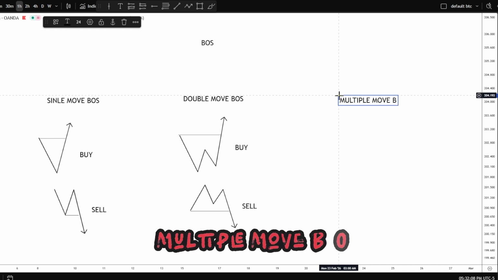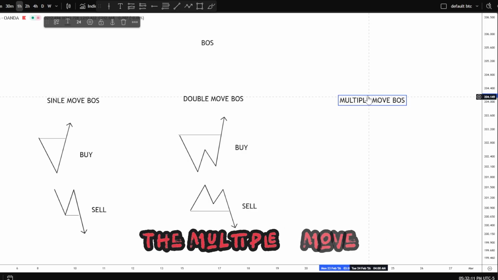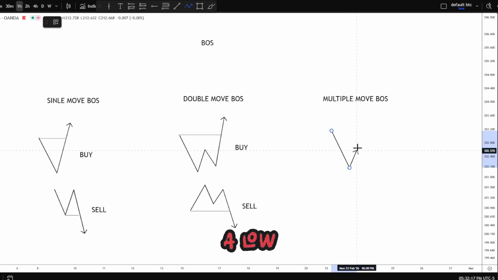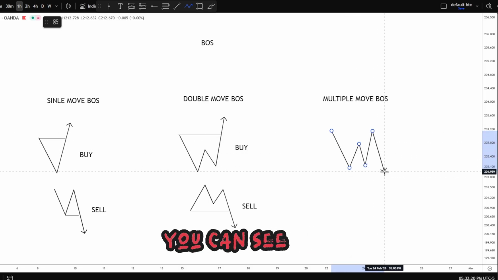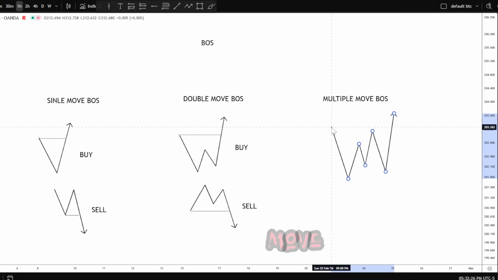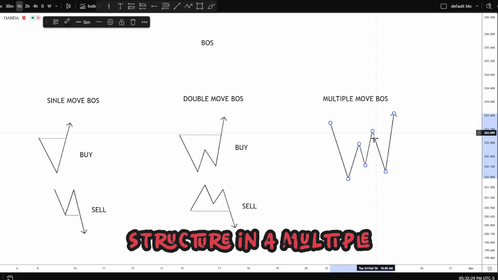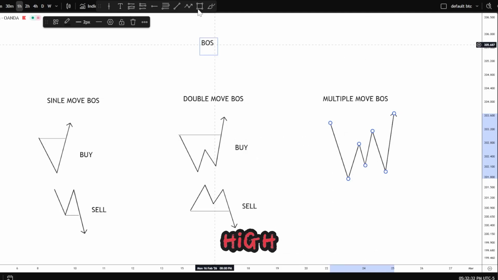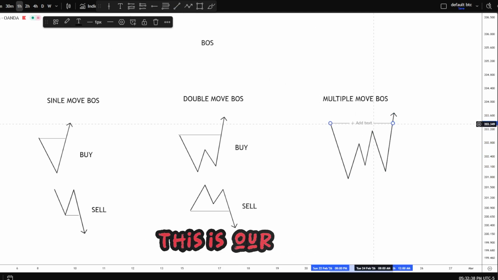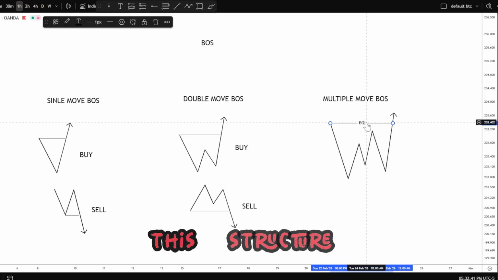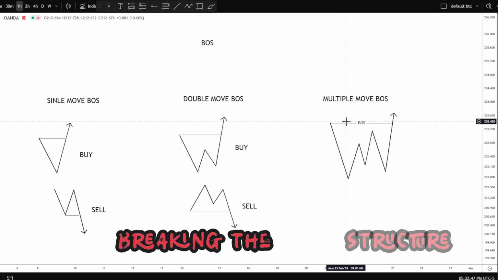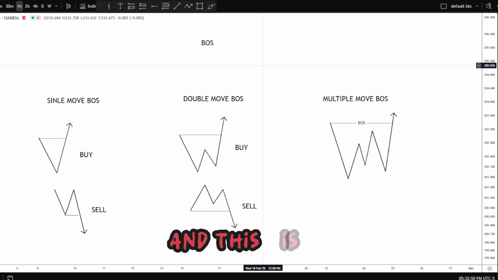So this is the multiple move BOS, and let's say we have a market condition, we have a high, a low. You can see the market did not break this structure in a single move. The market broke this structure in a multiple move break of structure. This is the high that is going for the break of structure right here. This is the high, this is our break of structure, but the market did not break this structure in a single move. It broke it in a multiple move. So the market moved multiple times before breaking the structure. So this is a multiple leg break of structure, and this is the buying.